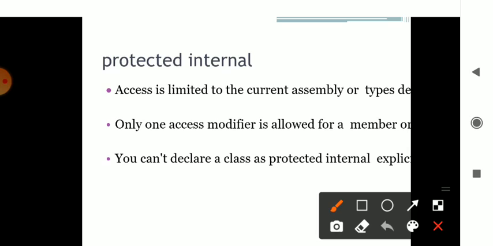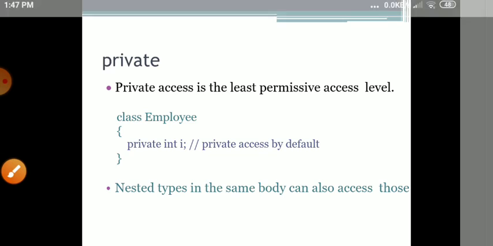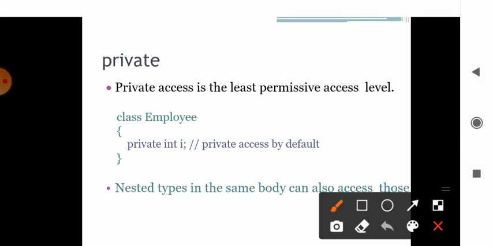Whereas protected internal means I want the member not to be accessed by anything else. Not only the assemblies, even within that class only I want to access it, and no other class can access it. That is protected internal. Only it can access, allowed by the particular member, and it cannot be declared with the other classes. One class shares the data within that class only, it cannot be accessed by any other class.